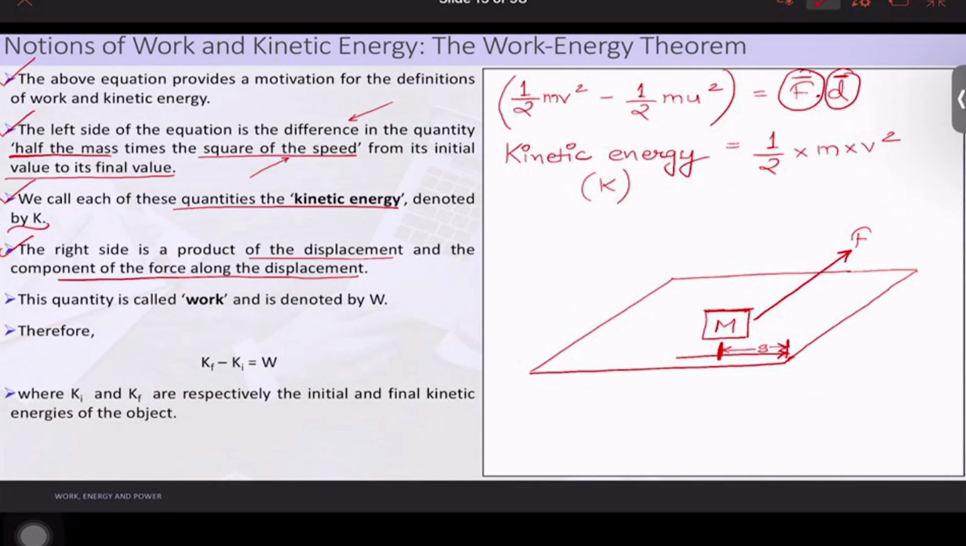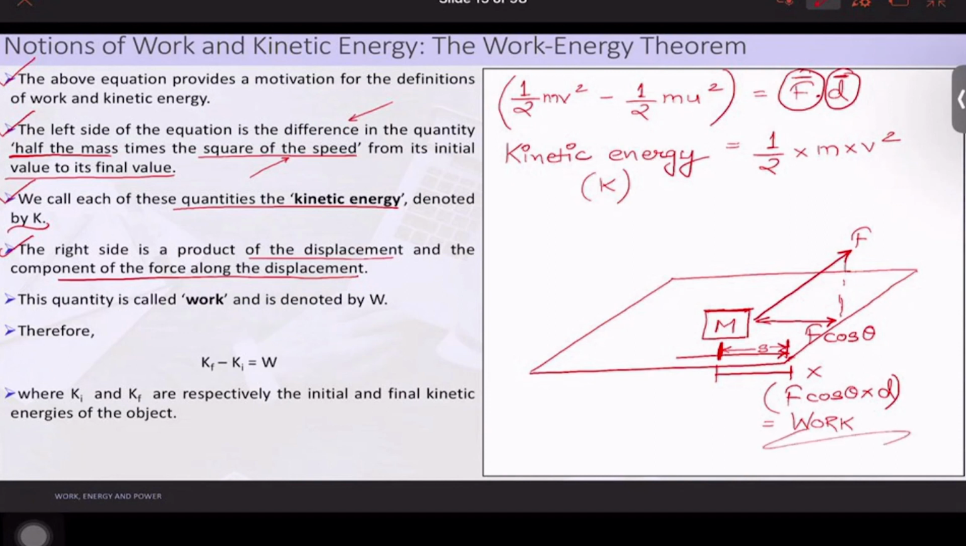Okay, so what is the work done here? The work done will be nothing but equal to this value of displacement multiplied by the component of force which is in this direction. So what is the component of force in this direction? It is nothing but F cos theta. Correct? Therefore, it is also equal to f cos theta multiplied by d, which is nothing but the concept or the word work as used in physics.